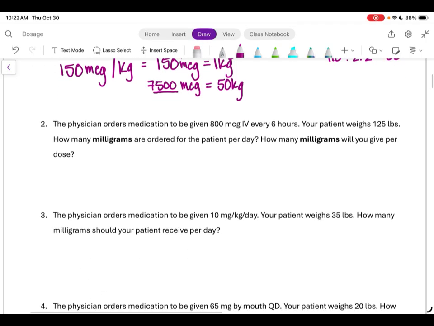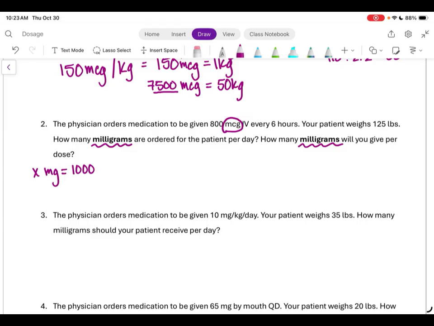All right. Number 2, your physician orders medication to be given 800 micrograms IV every 6 hours. Patient weighs 125 pounds. How many milligrams are ordered for the patient per day? And how many milligrams will you give per dose? Okay, so let's break this down. I'm just going to start with my conversions, right? So this is micrograms, and I'm asking for milligrams here and here, right? So, how many milligrams is 800 micrograms?